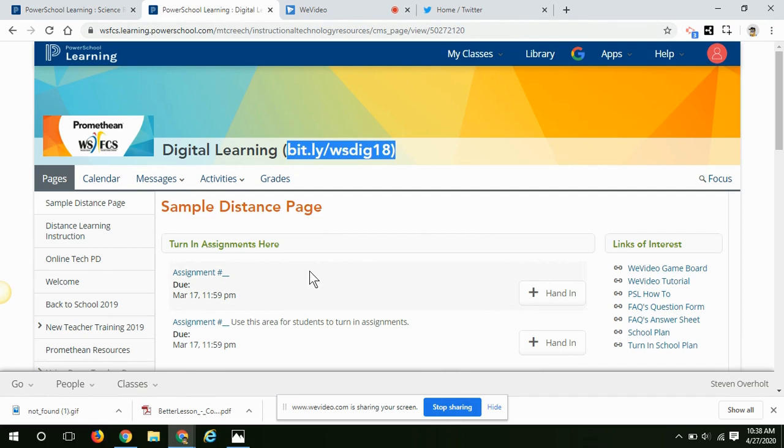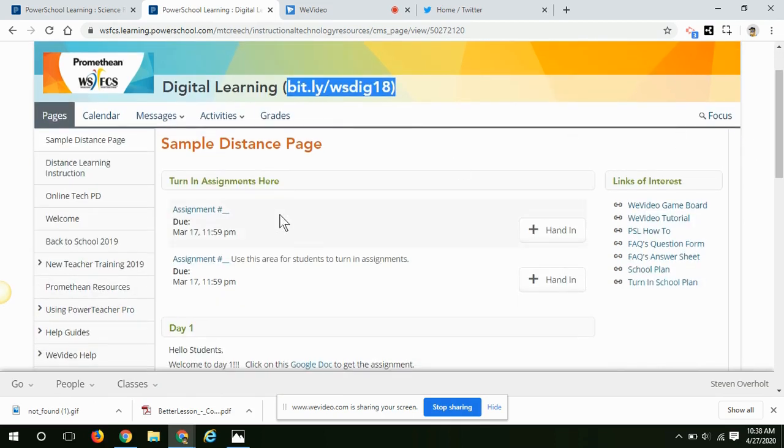Now, once you get onto this page, you have a couple different things. One, this is a sample PowerSchool Learning page in a way that you can set it up for your kids and help them to be able to do things and put assignments in, and how to put things in.